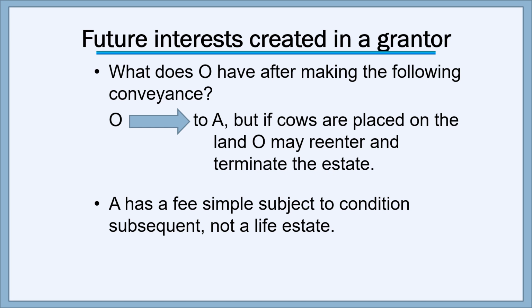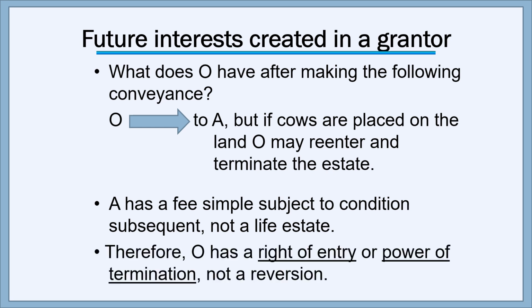Once again, it's not a life estate. It isn't limited to A's life. It could possibly last indefinitely into the future, but it will only end if O takes action, so that makes it a fee simple on condition subsequent. Now because of that, O has a right of entry, or power of termination, the second of the three kinds of future interests that are created in a grantor. Once again, it's not a reversion.